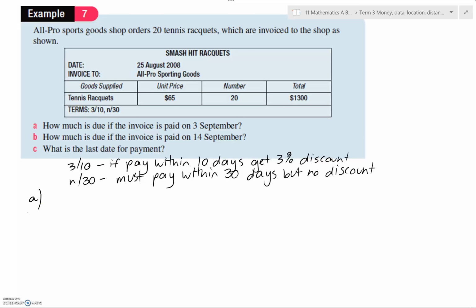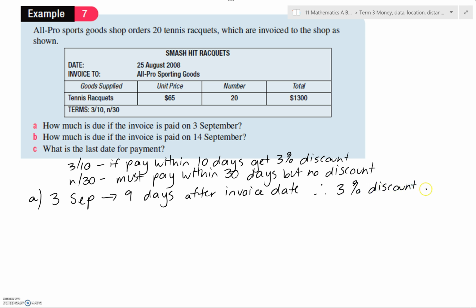Okay, how much is due if the invoice is paid on the 3rd of September? So the 3rd of September is how many days after the 25th of August? You're going to count that up. In this case, that would be 9 days. You need to know how many days in a month there are. There's 31 days in August, so that would be all of those days, and the 3rd of September is 9 days after invoice date. So because it's 9 days, which is within the 3/10, the 3% discount applies here. So we need to work out how much that is.